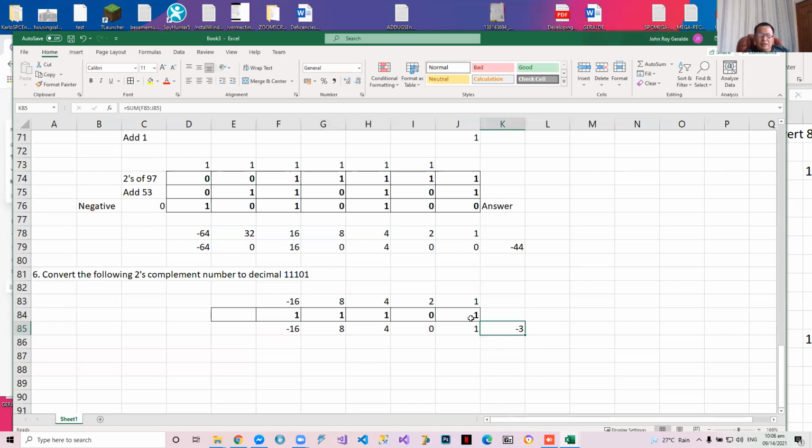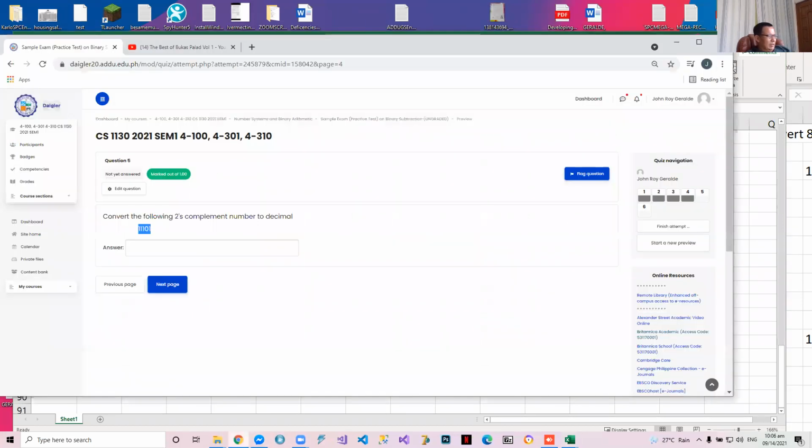Any questions so far? Okay. That's number 6. That's negative 3. That's the easiest way, the fastest way to do it. So for number 6, our answer here is negative 3.